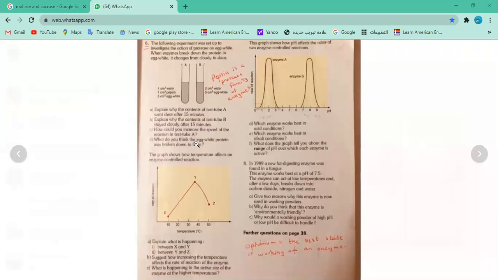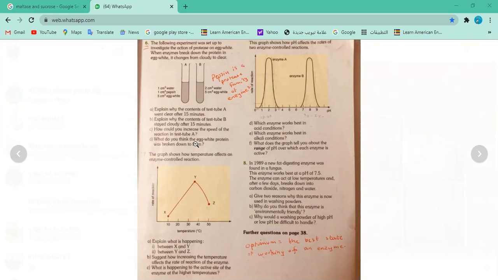But when it is broken down, no protein is there, so there are amino acids making a clear solution. Okay, how could you increase the speed of the reactions? Part C. Okay, part C, iPad. It's better if you would like to mention your name, but go ahead. Yes, please. Part C. How could you increase the speed of the reaction in test tube A?